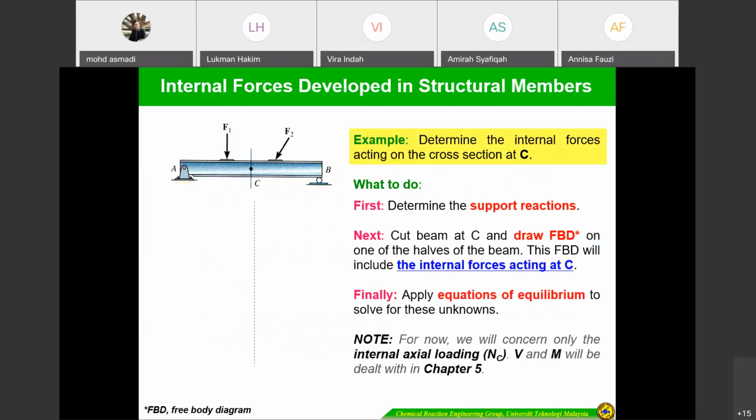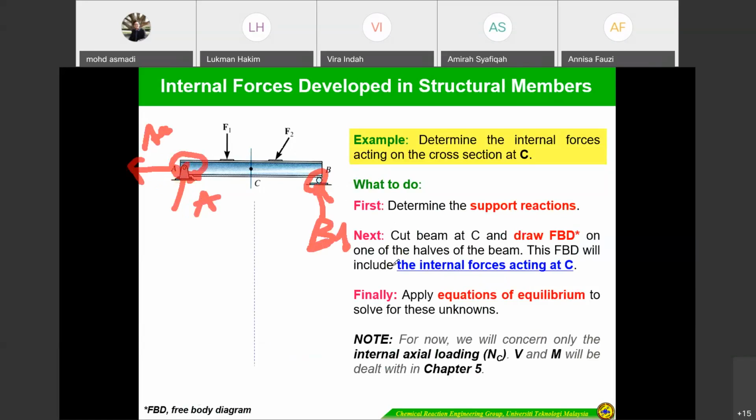What you have to do is determine the support reactions. If you look here, for the support reactions, if you still remember, you have to refer to the previous table. This is the support reactions. And then cut the beam at C and draw the FBD. Or you can start with drawing the full free body diagram. This one is going to be a roller. This one is fixed, so it's going to have Ax as well as Ay. This is the full free body diagram. This one is By.